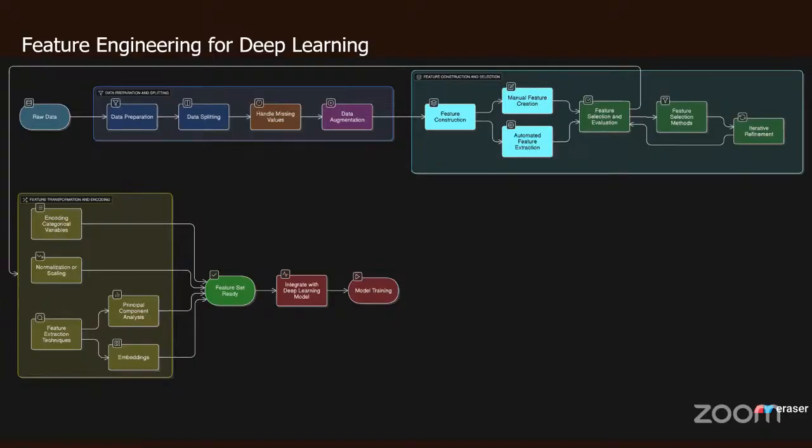Then we have feature transformation and encoding. Now that we have selected the features, we must make them machine friendly also. That's where feature transformation and encoding come in. Encoding categorical variables, wherein we have one hot encoding for nominal categories, ordinal encoding where a natural order exists, or target encoding or embeddings for high cardinality features.